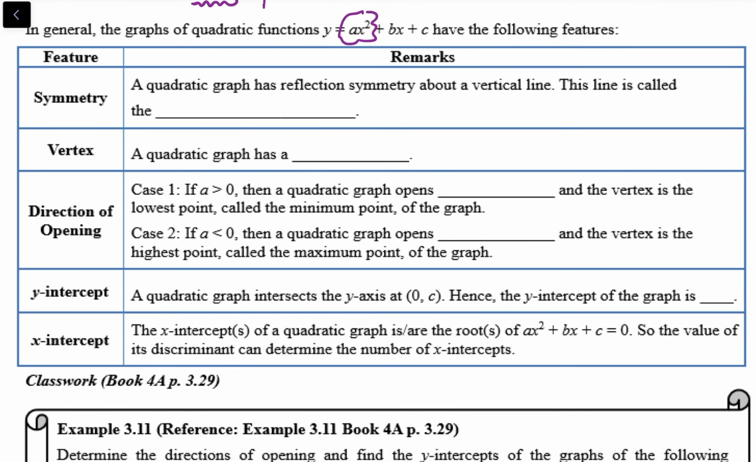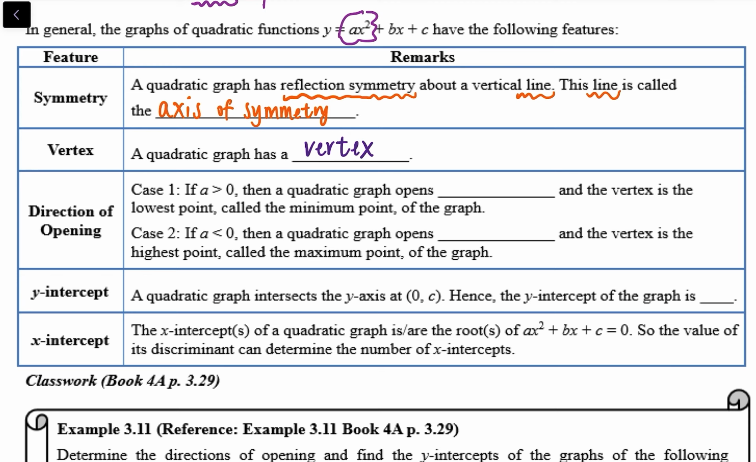So let's look at the table that summarizes the features of the graph of quadratic functions. We have talked about it. We have a symmetrical line. The quadratic graph has reflectional symmetry about a vertical line, and this line is called the axis of symmetry. And we have a point which is called the vertex. Just now we talked about it.